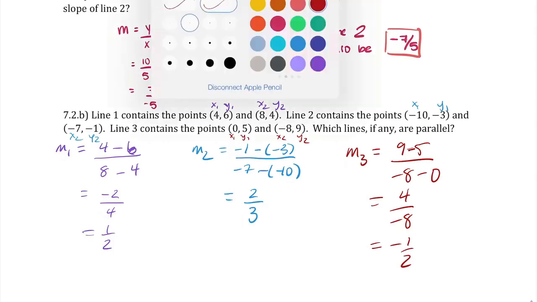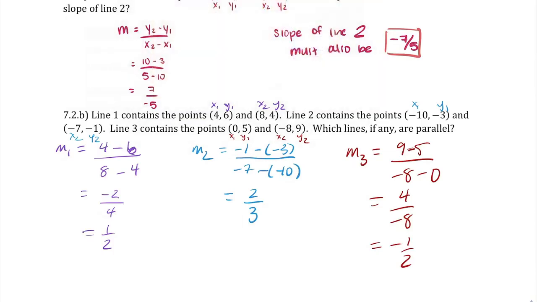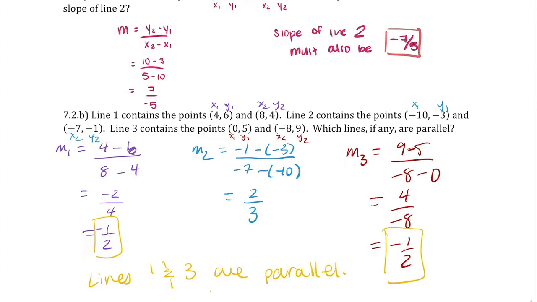So then we just need to compare the three slopes to figure out which ones are the same. Because we can see that this is negative 1/2, and so is the last one, then lines 1 and 3 are parallel. We can also write line 1 is parallel to line 3. That symbol means parallel. It looks like the two L's in parallel.